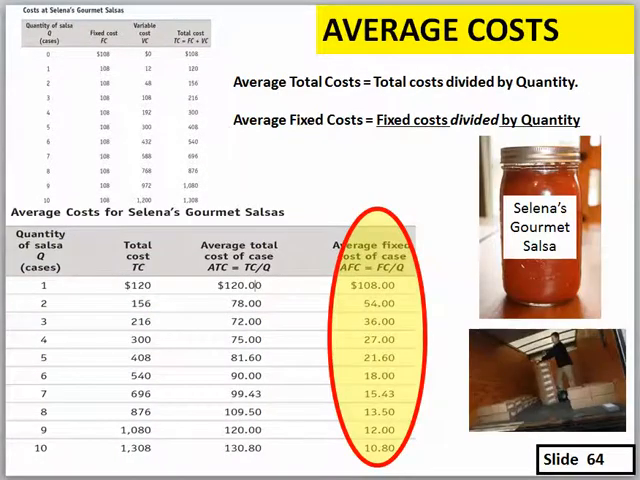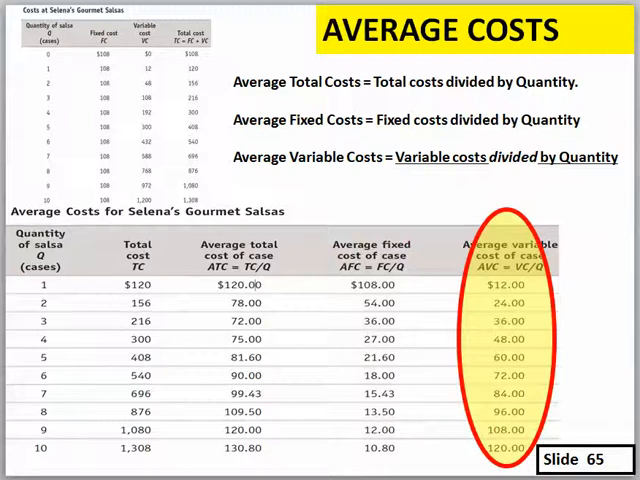So the next one we want to look at is average fixed cost. All we do is take whatever they tell us the fixed cost is and divide it by the number of cases produced. Okay, very simple, or number of units produced. So fixed cost divided by quantity.